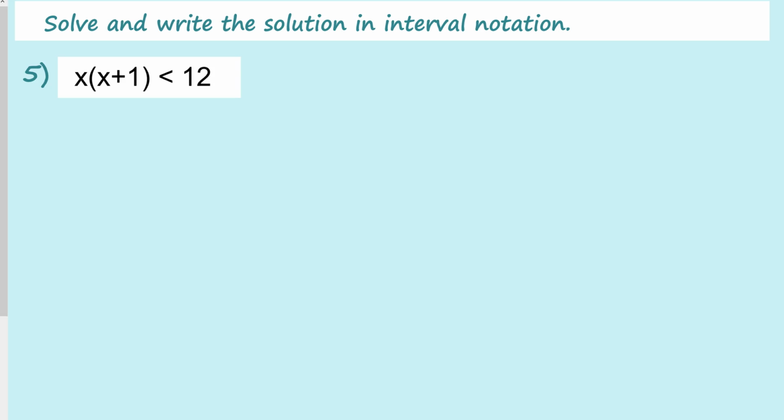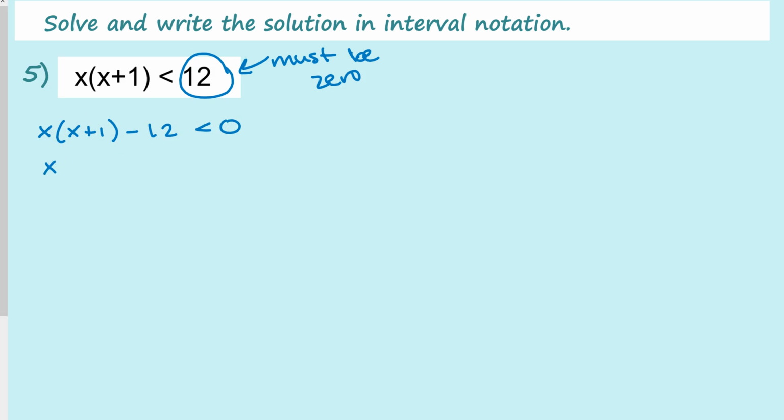Now the next one looks different because we don't have a 0 here. This has to be a 0 in order to use this method. So, no worries. Let's subtract 12 from both sides. x times x plus 1 minus 12 is less than 0. Now let's simplify the left side. x squared plus x minus 12 is less than 0. And then factor. x minus 3 times x plus 4 is less than 0.